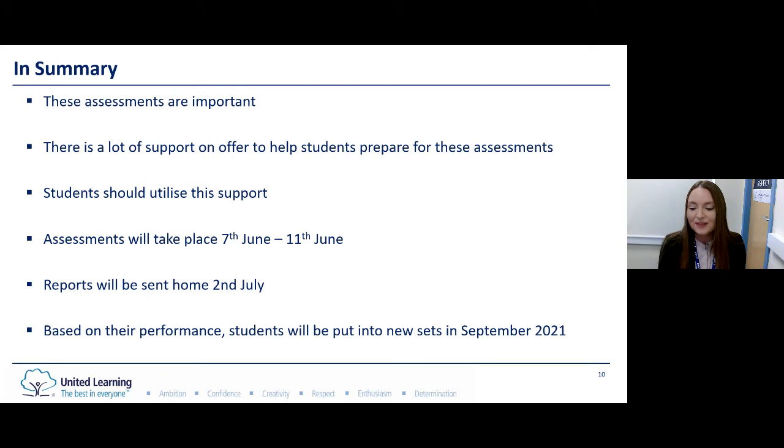In summary then, these assessments are really important. There is a lot of support on offer to help students prepare. Students should utilise this support. The assessments will take place between the 7th and the 11th. Reports will be sent home on the 2nd of July. And based on their performance, students will be put into new sets in September 2021.